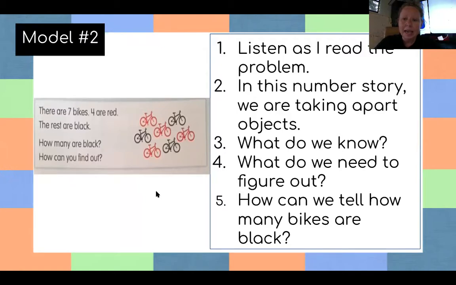Listen again as I read the problem. There are 7 bikes. 4 are red. The rest are black. How many are black? How can you find out? Now, in this number story, we are taking apart objects. What do we know so far? Turn and tell someone near you.